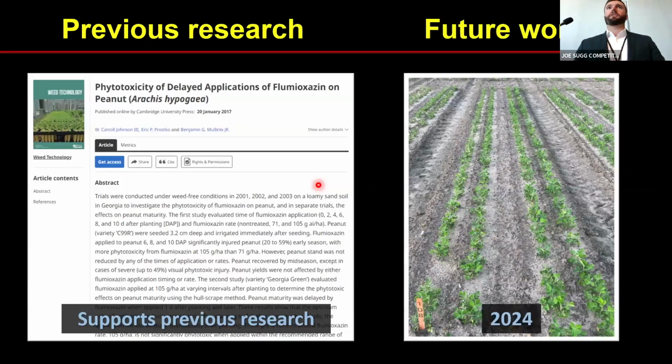And so this research supports previous research found by Carol Johnson et al., which looked at delayed applications of flumioxazin on peanut, where as we delay applications, we do see an increase in injury. But the most important thing is that we did not impact final yield. And so this research will be repeated in 2024 for a third and final year.